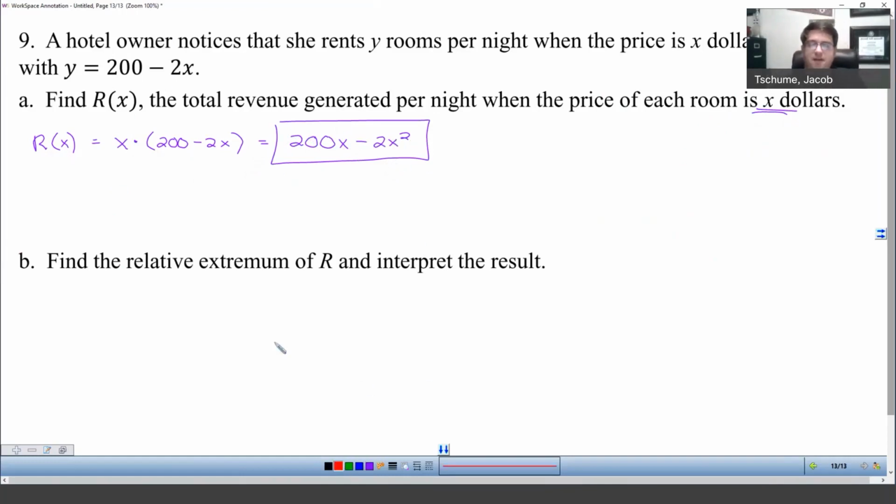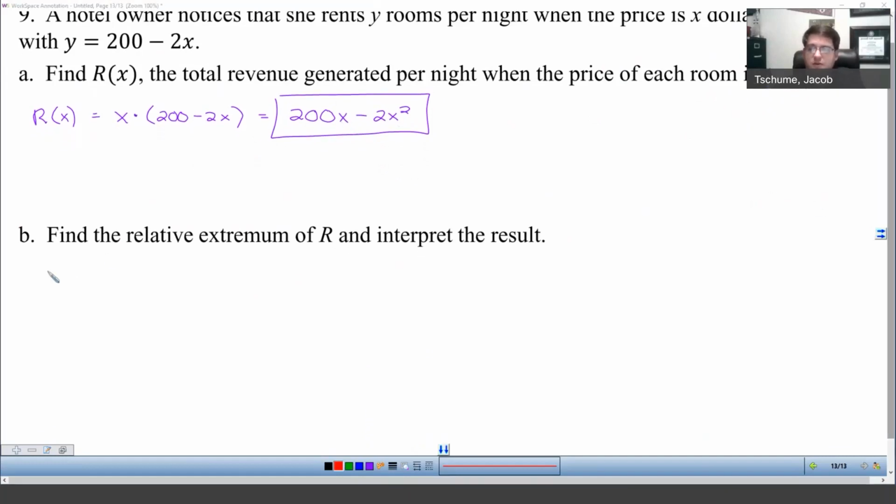Part B says, find the relative extremum of R and interpret the result. So to find the relative max or min of R, we have to first find the critical value. So I'm going to take the derivative of my revenue function, which will be 200 minus 4X, and I'm going to set that equal to 0. If I move the 200 over, that is negative 4X equals negative 200. And if I divide both sides by negative 4, you should get X equals 50.